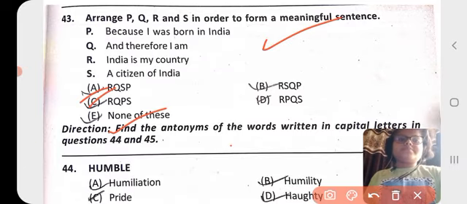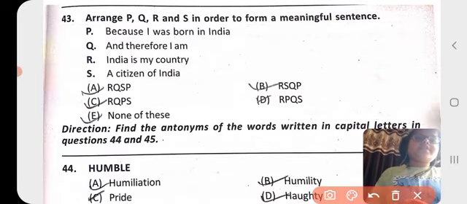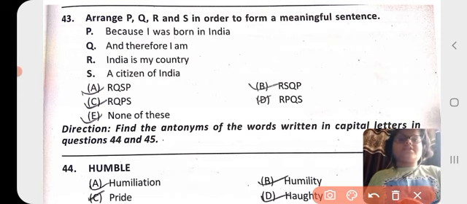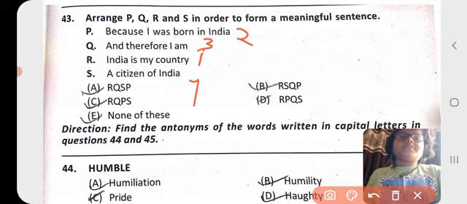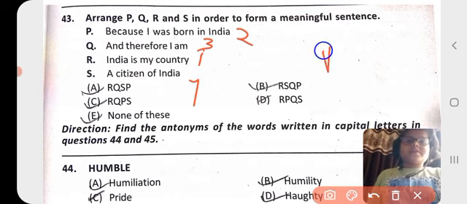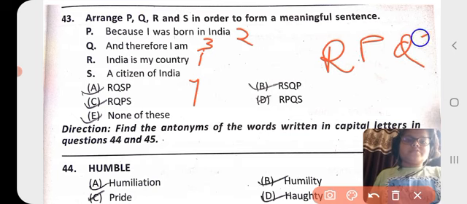Question 43. Arrange PQRS in order to form a meaningful sentence. So the correct statement will be, India is my country because I was born in India and therefore I am a citizen of India. The answer will be RPQS. Option D.